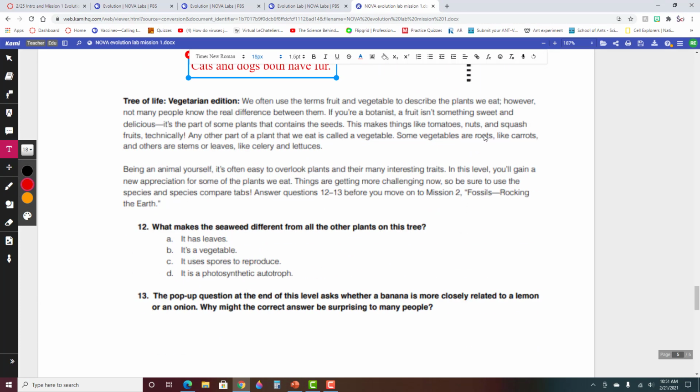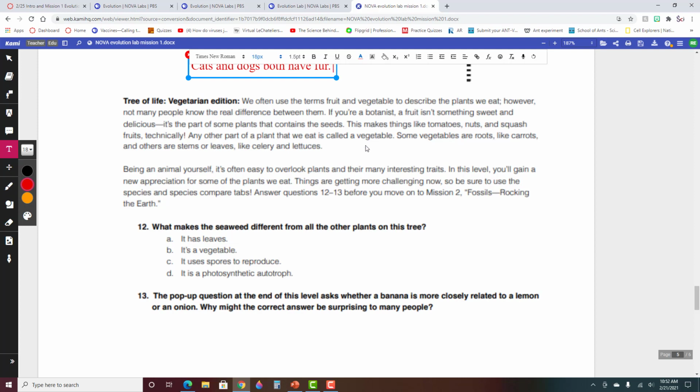We often use the term fruit and vegetable to describe plants we eat, however, not many people know the real difference between them. If you're a botanist, a fruit isn't something sweet or delicious, it's the part of some plants that contain seeds. This makes things like tomatoes, nuts, and squash fruits, technically, which is kind of crazy to think about, that nuts are fruits. And also squash, like you don't think of a butternut squash as a fruit, but it is.